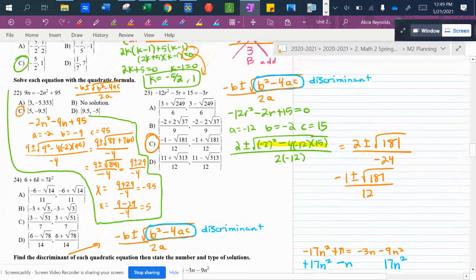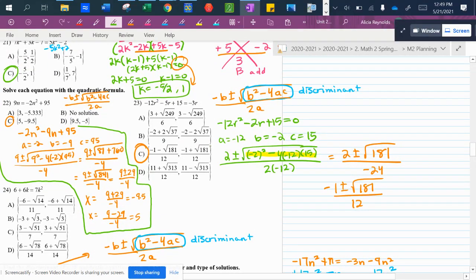So we had 23 over here. So if I have a simplified square root, I can only do what's underneath the square root in the calculator. And then from there, I need to simplify. 181 does not have any perfect square factors.